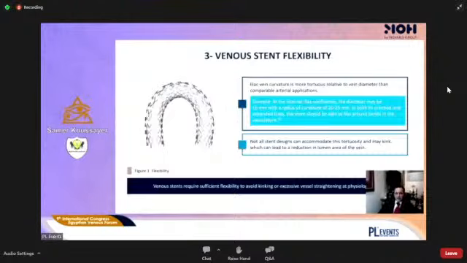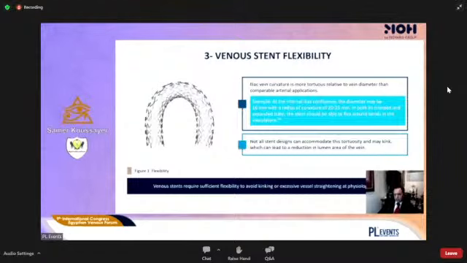Flexibility is very important, again, because the venous system is very tortuous, and not all stent designs can accommodate this tortuosity. The flexibility of the stent is different from company to company. That is why it's very important, when you use your stent, to look at its flexibility and use the right stent for the right anatomy.